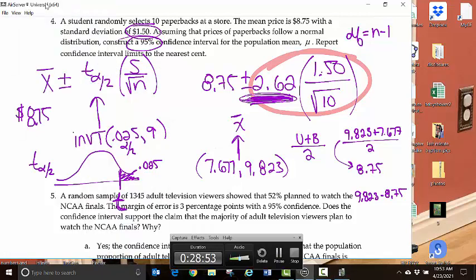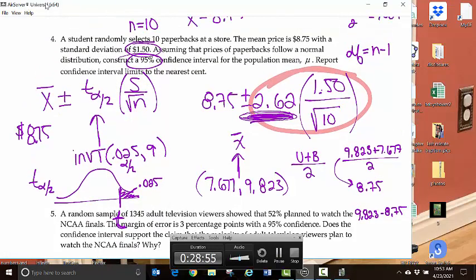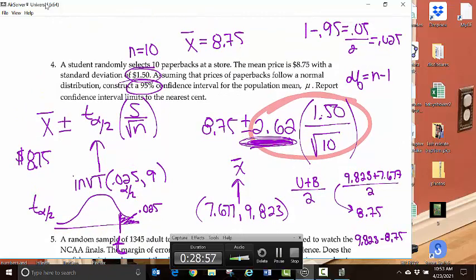Now, one thing that we had to know here, if we had checked our written conditions, okay, it was a random sample. We'd assume that 10 paperbacks were less than 5% of all the paperbacks in the store. But 10 is not greater than or equal to 30. So we don't know it's normal except for this sentence right here, assuming the prices of paperbacks follow a normal distribution. So they covered us in our written conditions.